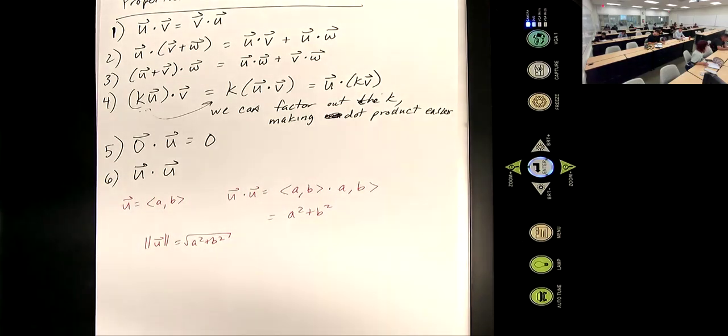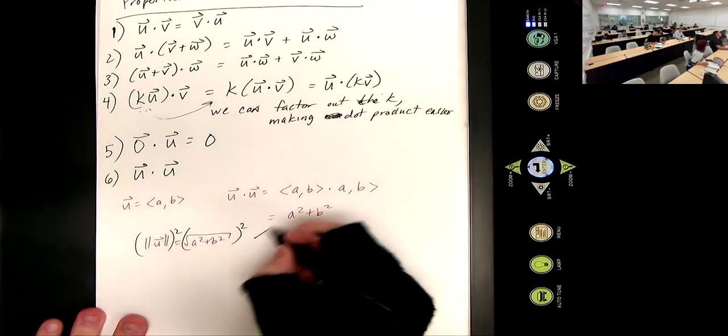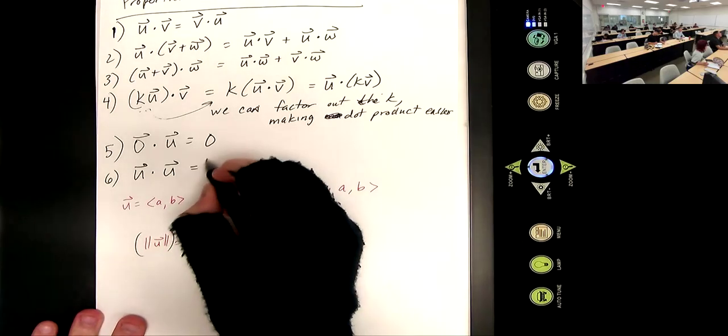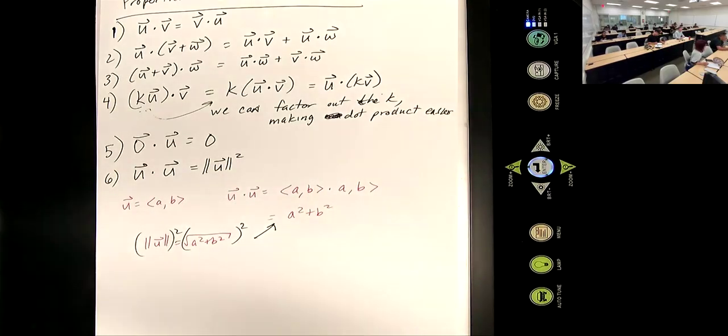Which means U dot U, if I square both sides here, I get that U dot U is equal to the magnitude of U squared. That you are free to get.